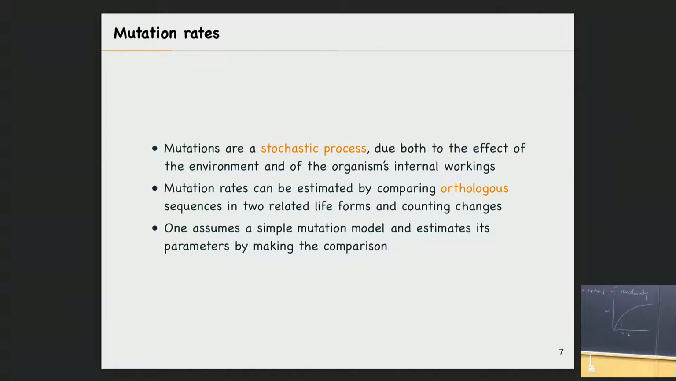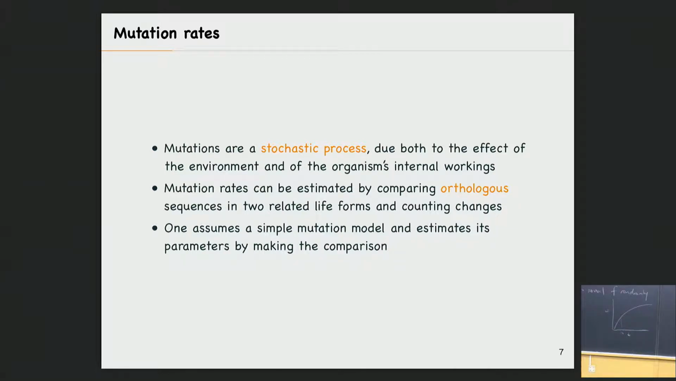Now, mutations are a stochastic effect due to the fact that the machinery that replicates DNA is not perfect. And they are due both to the effect of the environment and of the organism's internal working. And they can be estimated by comparing orthologs. Orthologs means that you take sequences that code for, say, proteins that are sufficiently similar in different life forms that you can guess that the sequences are similar by descent. They have some sort of common ancestor.